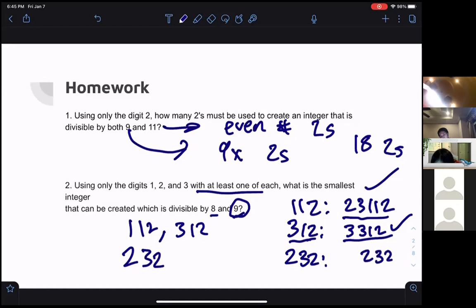You want to make this number divisible by 9. This part is 7 mod 9. We need something that's 2 mod 9. We think 2232, but remember, we need to use a 1 somewhere in there, so we can't do that. The smallest would actually be 1132, which is a whole order of magnitude bigger than this. So 3312 should be our answer.